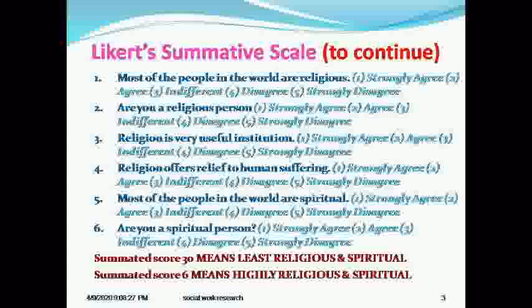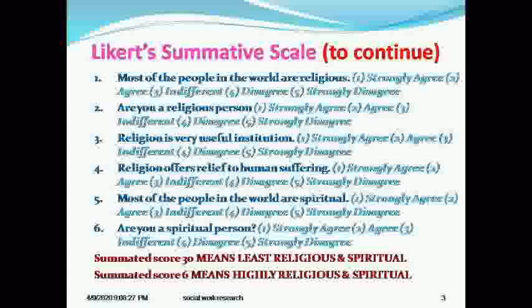the weightage is 5. Similarly, there are 6 statements for which the agreement has to be marked upon the 5-point scale. At last, the weightage given to each statement is summed up. That is called the summative scoring. The summated score 30 means the least religious, and the summated score 6 means highly religious.